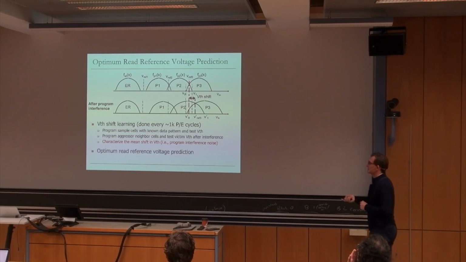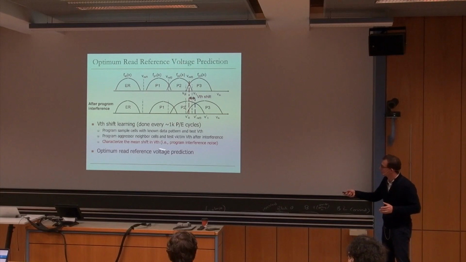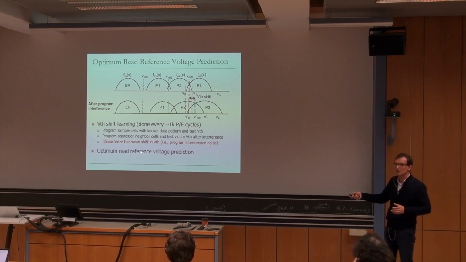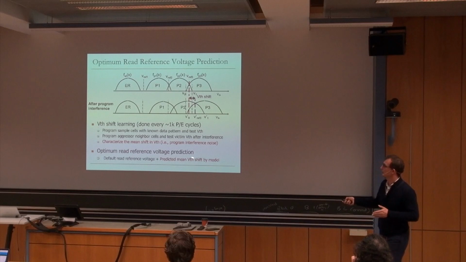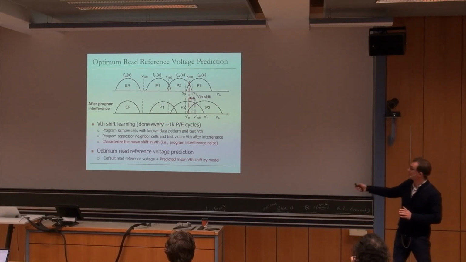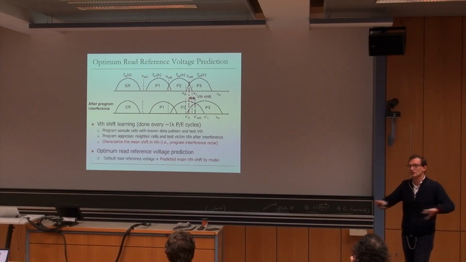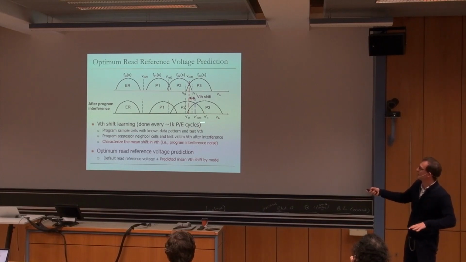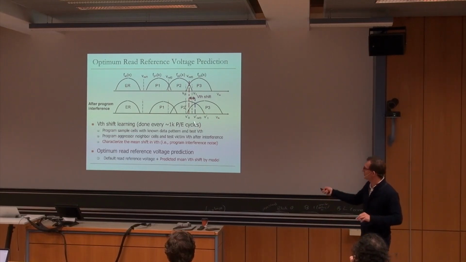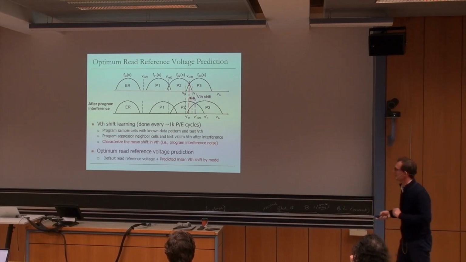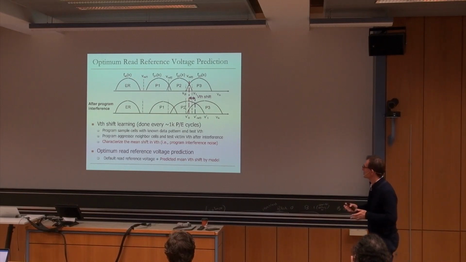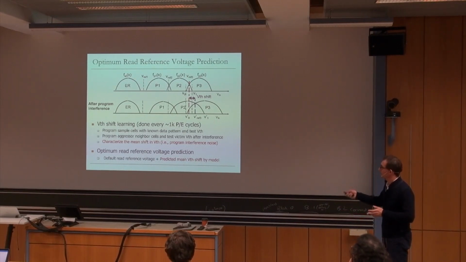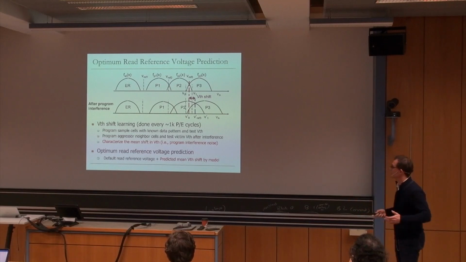And to predict the read reference voltage, now your job is easy. Assuming you've done all of this, you have a good prediction for the shift in the threshold voltage. You take the default read reference voltage and add to it the predicted mean threshold voltage shift by the model. And this is true for different distributions. Different distributions shift differently, so you need to do it separately for ER, P1, P2, P3. Well, ER is usually not a problem, but everything over here, essentially. Hopefully that's clear, right? You basically predict how much you should shift the read reference voltage based on the threshold voltages you measure.